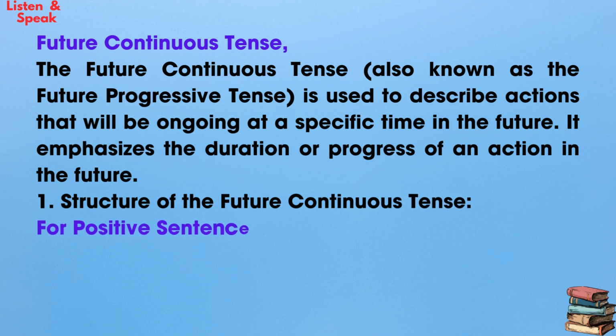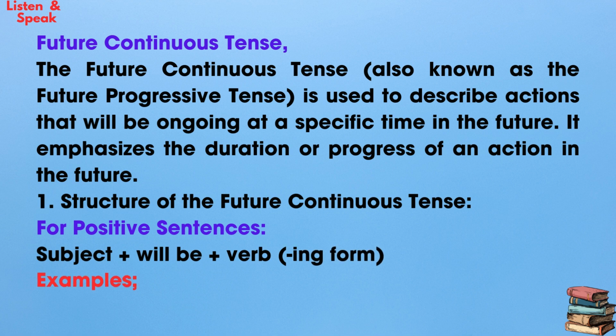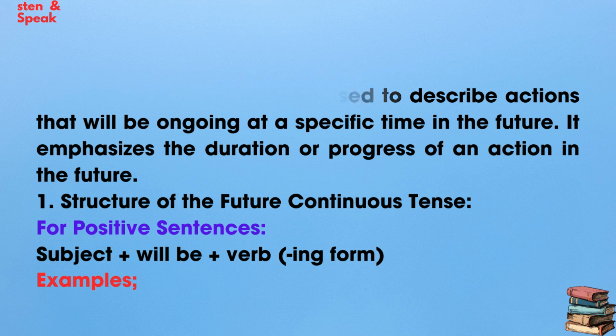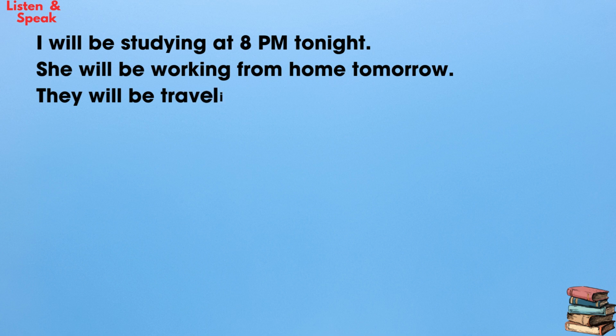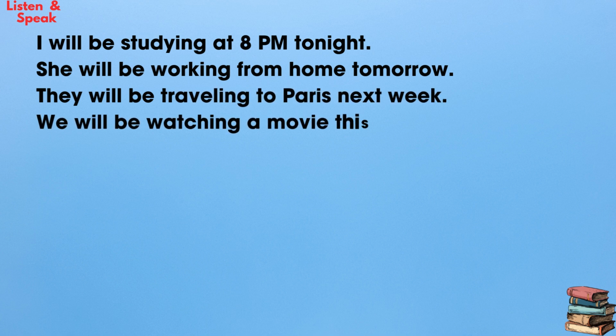For positive sentences: subject will be verb, ing form. Examples: I will be studying at 8 p.m. tonight. She will be working from home tomorrow. They will be traveling to Paris next week. We will be watching a movie this evening.